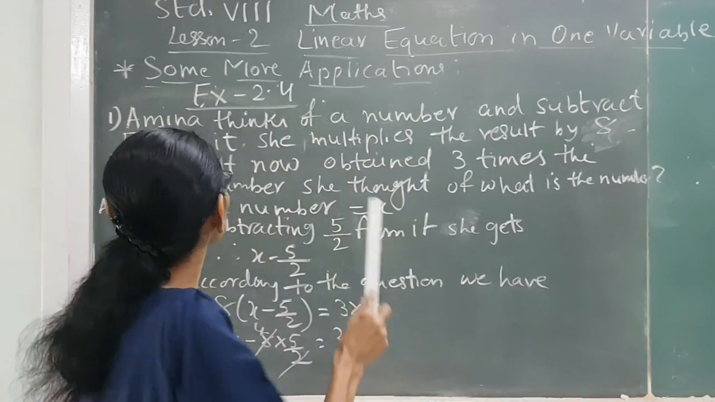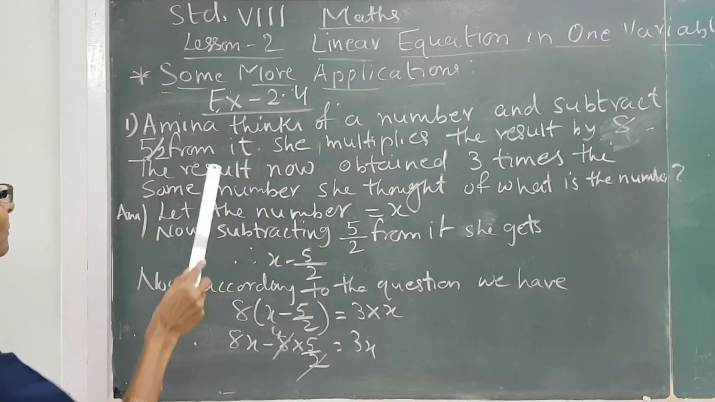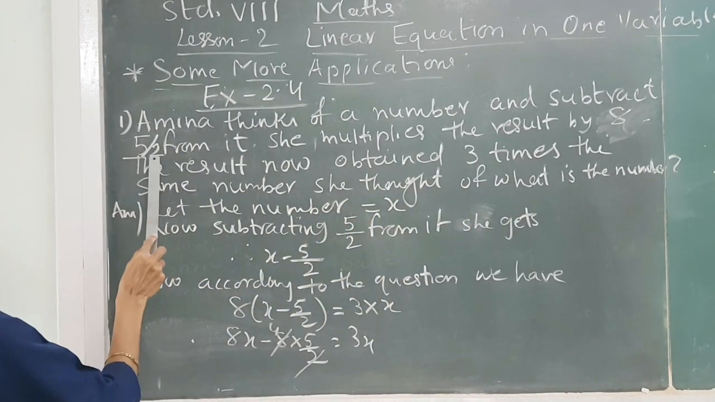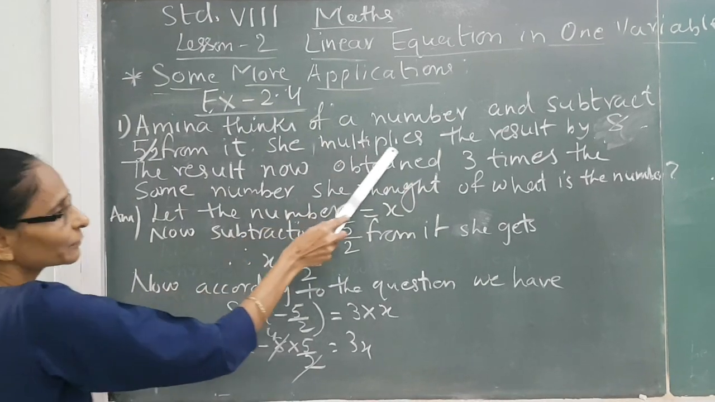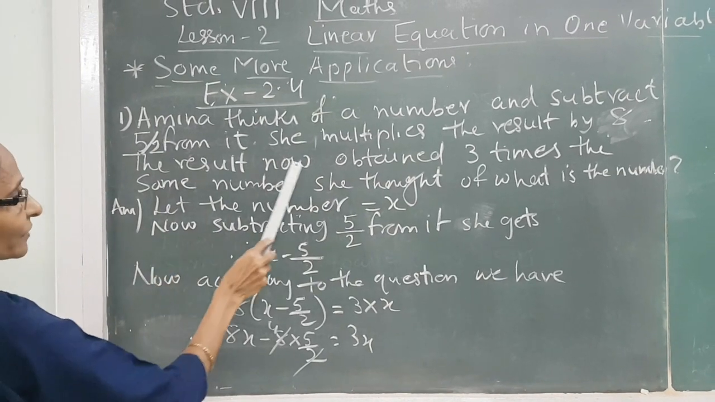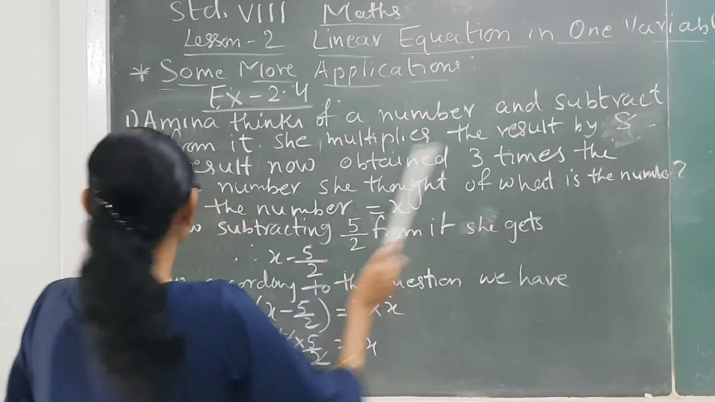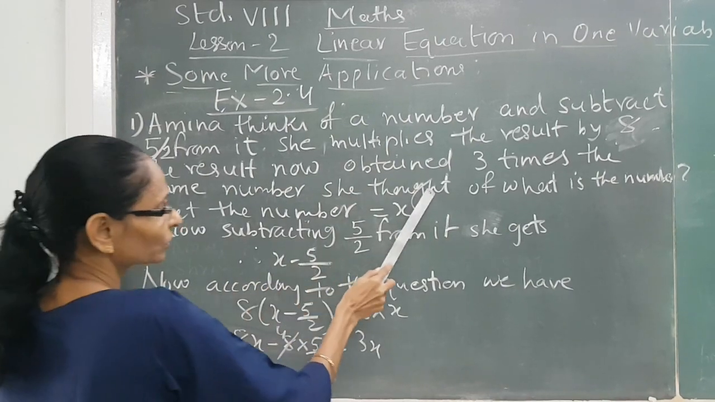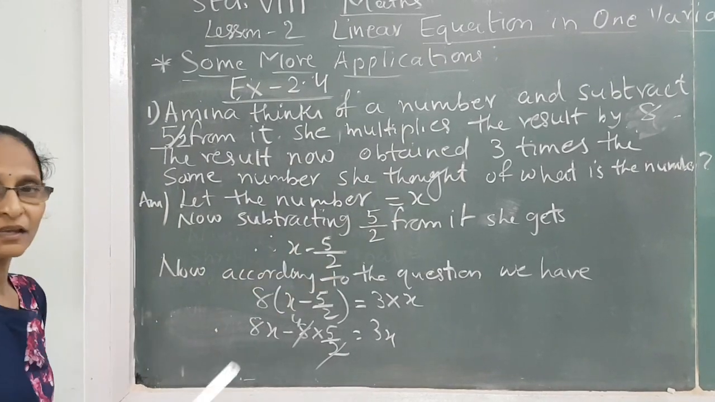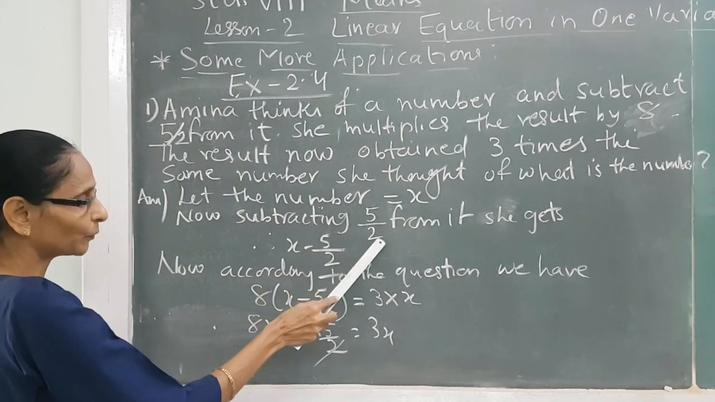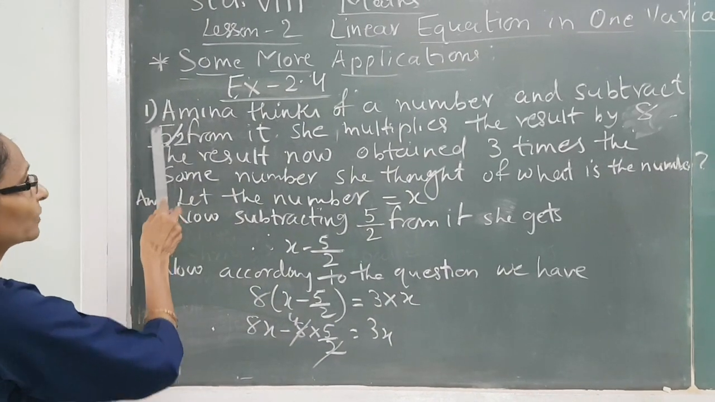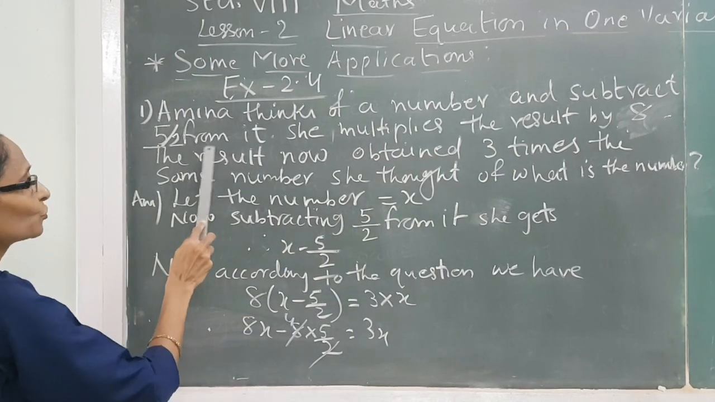Let us start exercise 2.4, question number 1. Amina thinks of a number and subtracts 5 upon 2 from it. She multiplies the result by 8. The result now obtained is 3 times the same number. What is the number she thought of? Now let the number be x. Now subtracting 5 upon 2 from it, she gets x minus 5 upon 2. It is given in the question.